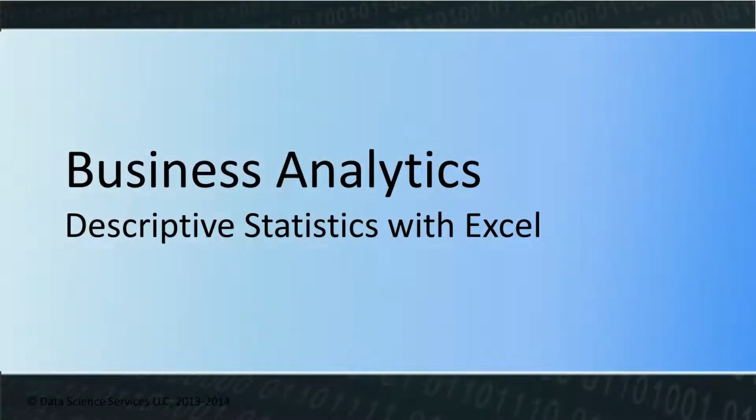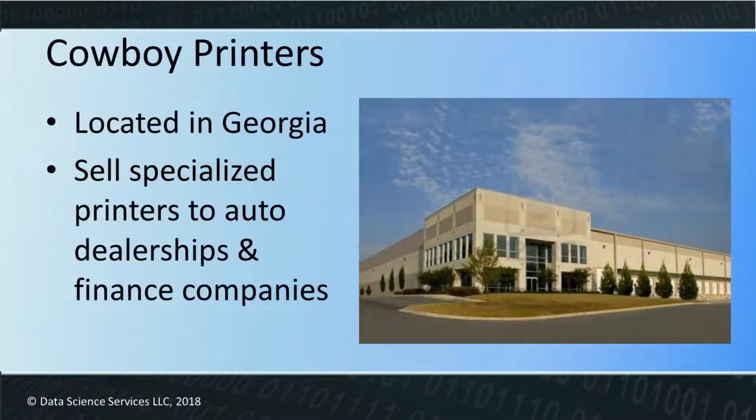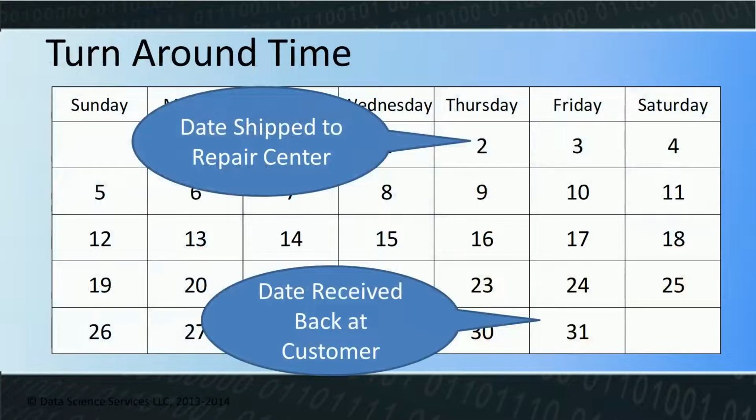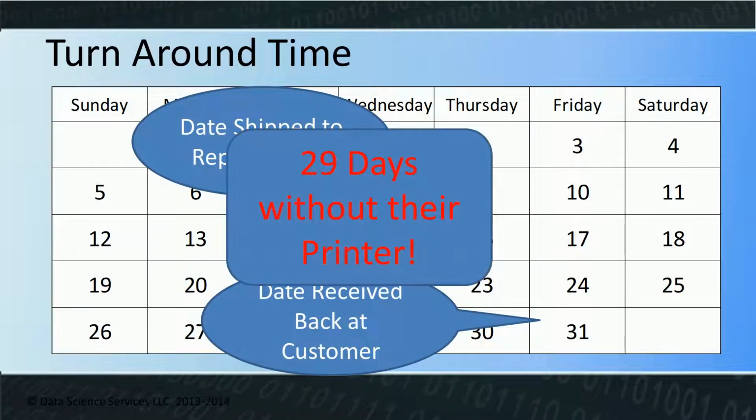Now let's review what we've learned. The context: Cowboy Printers was receiving some customer complaints about turnaround time, with some customers complaining that they did not receive their printers back for 3 or more weeks. They first thought it might be a problem at the repair center. They thought that National might be taking too long to repair the product.